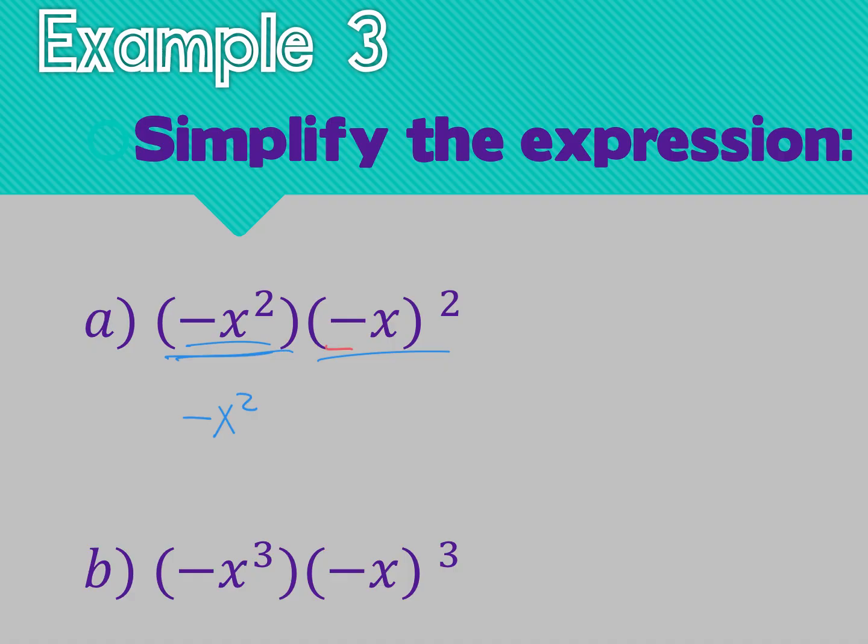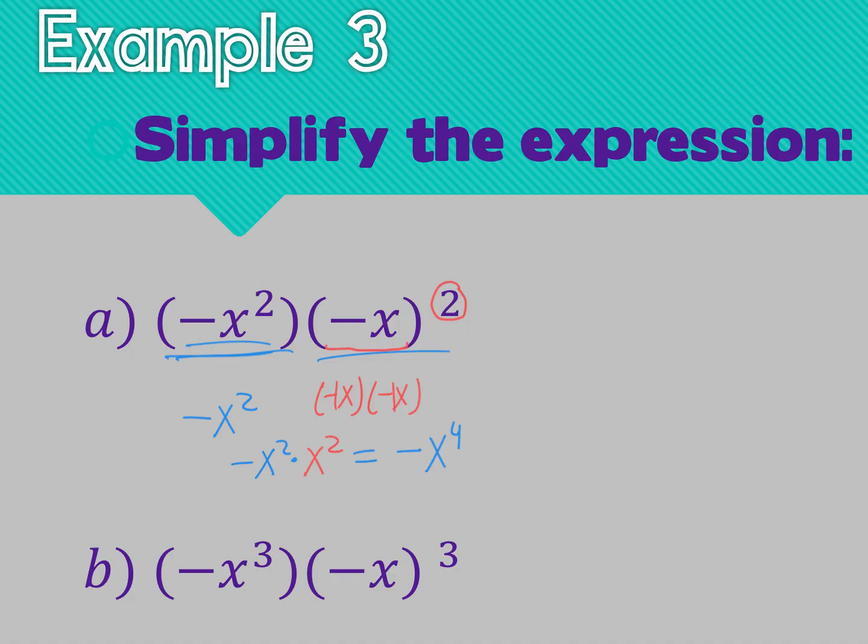But this one, my base is this negative x, and my exponent is 2, right? So what does this mean that we have to do? That means we have to do negative x times negative x, right? So that means I'm doing negative 1 times negative 1, x times x, that's going to get me a positive x squared. So I'm going to do negative x squared times x squared, and that's going to get me a negative x to the fourth. Right, so just something to be mindful of. Some people get confused here.